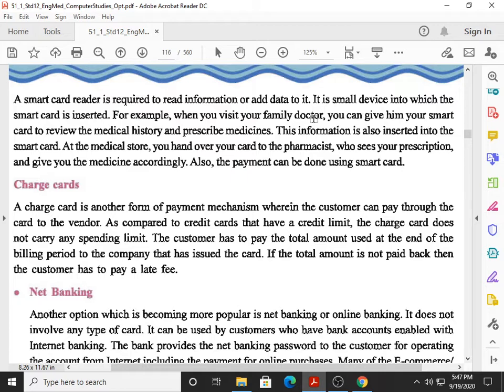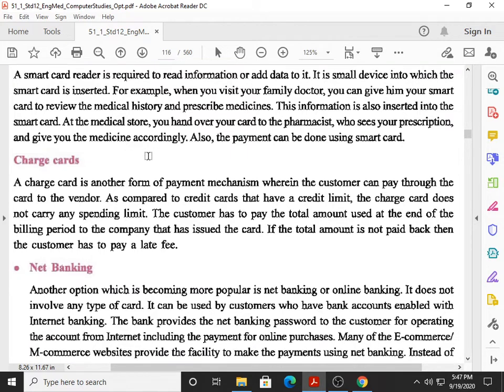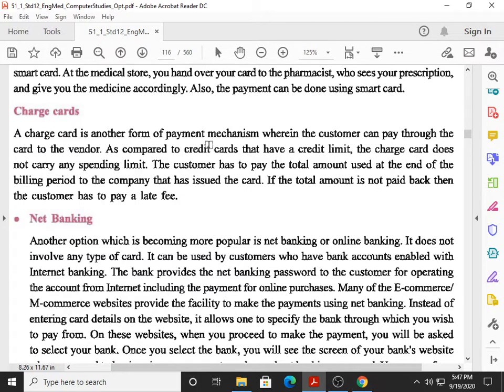Next we talk about charge card. Now, a charge card is another form of payment mechanism wherein the customer can pay through the card vendor. Okay, here the customer has to pay through the card vendor. Now, how does a charge card work? First of all, you need to collect the card and you have to use it.